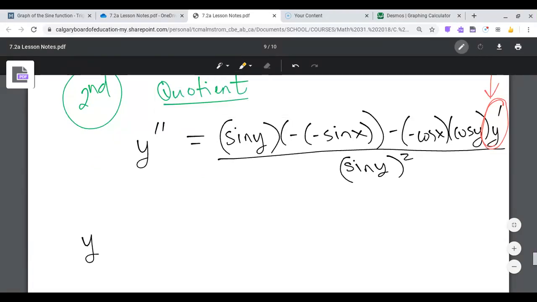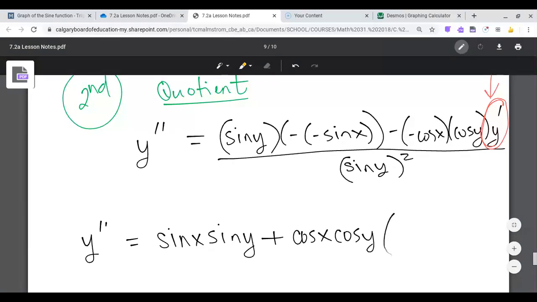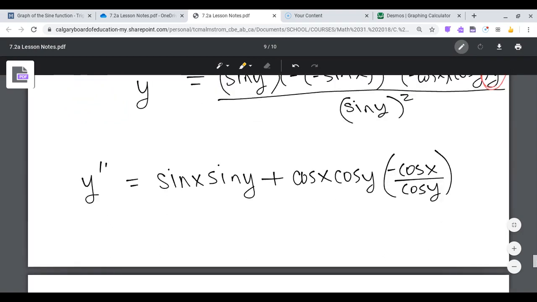Okay, so y double prime is equal to, I have two negatives here, I'm going to make that positive. So I have sine x, sine y, and then I have two negatives again, so plus cos x, cos y, and then y prime was negative cos x on cos y, and all of this is divided by sine y squared, which I could write like this.